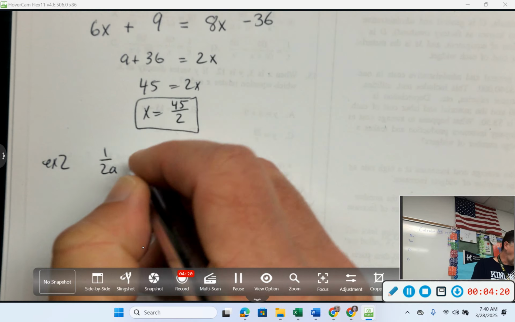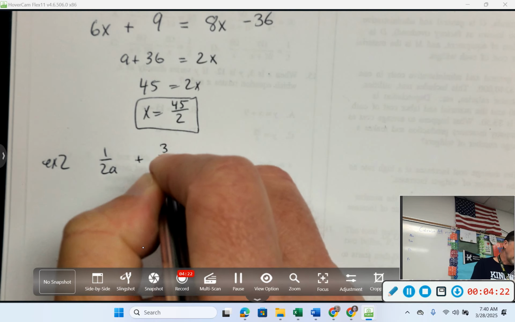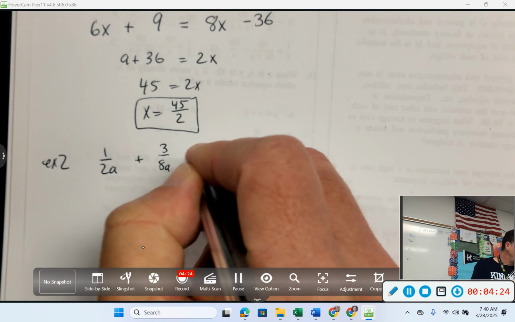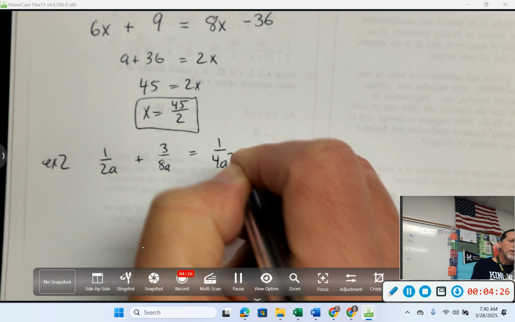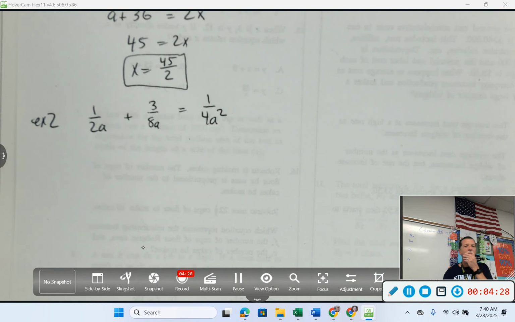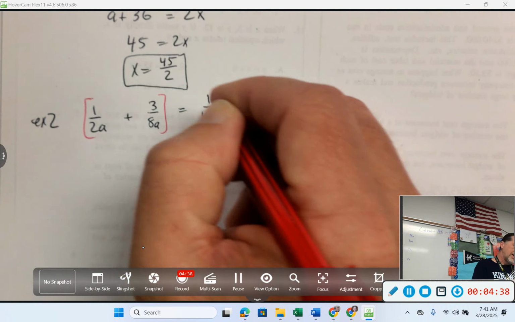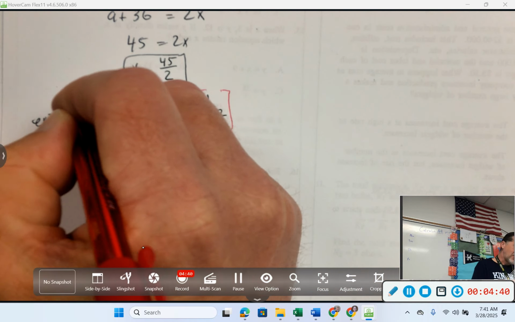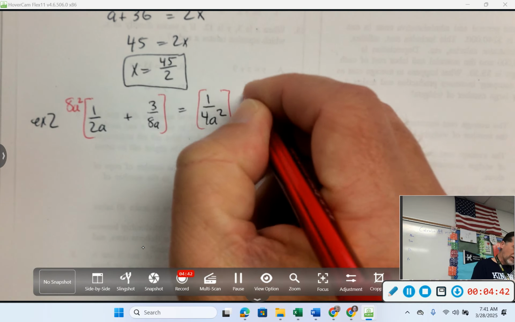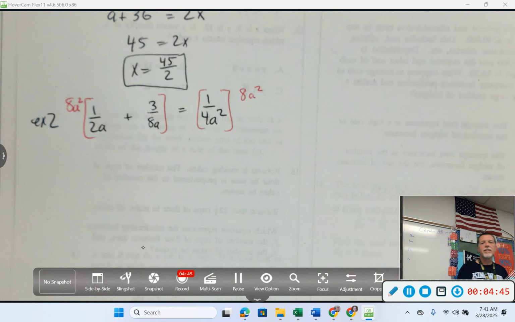1 over 2a plus 3 over 8a equals 1 over 4a squared. Good catch. 8a squared, to make every denominator cancel out.